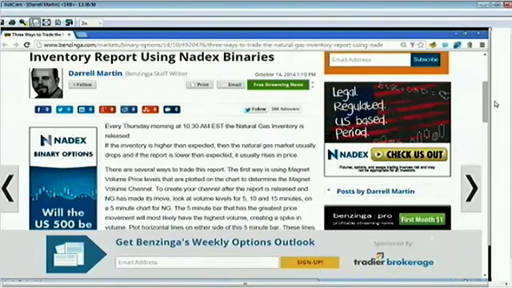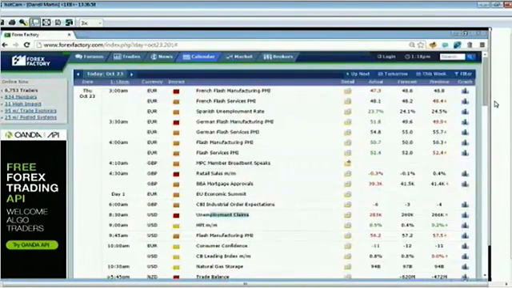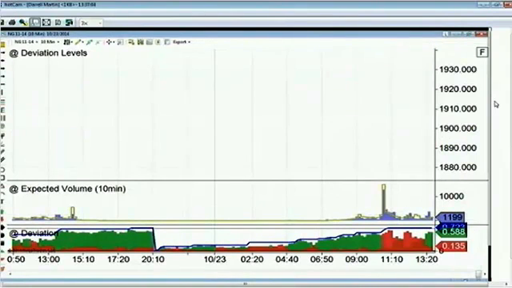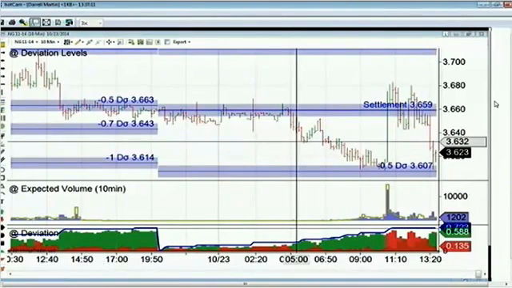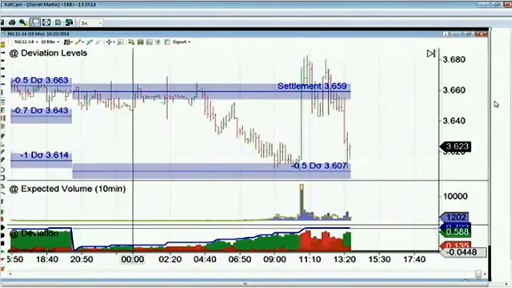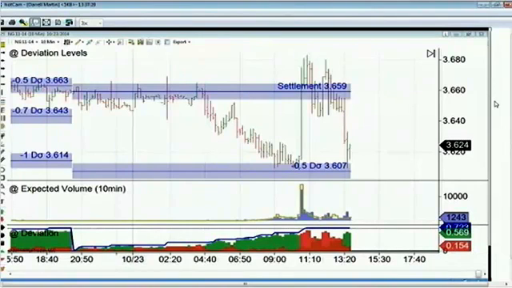Things don't always go according to fundamentals, but that is at least the general expectation. There are a few ways to trade the report, and I want to go through a few of them with you while we're looking over a natural gas chart. One, of course, I always use my deviation levels on any trade I do, and I want to make sure I'm on the right contracts at the right months. The report comes out at 10:30, so you can have something like Forex Factory open whenever you're going to place the trade.